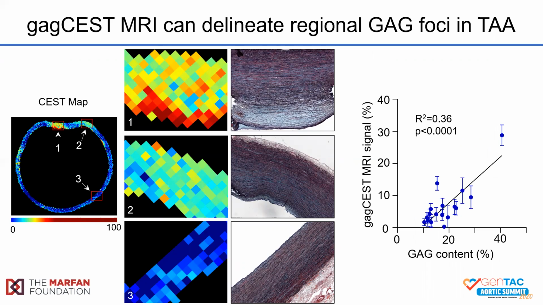Quantification of 18 equidistant regions around the aortic ring displayed a significant correlation between the CEST MR signal and GAG content in registered images. This novel imaging window into the aortic wall raises prospects for aortopathy risk assessment beyond lumen dimensions.